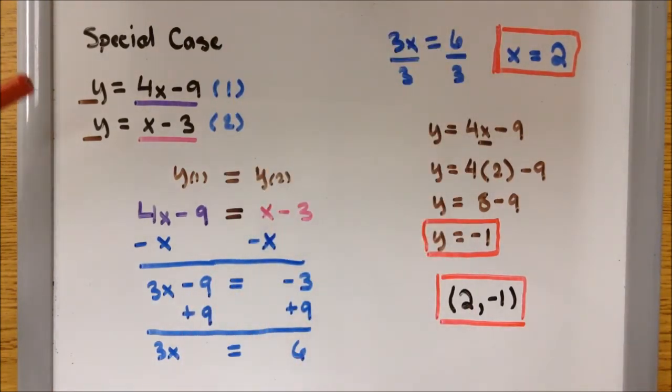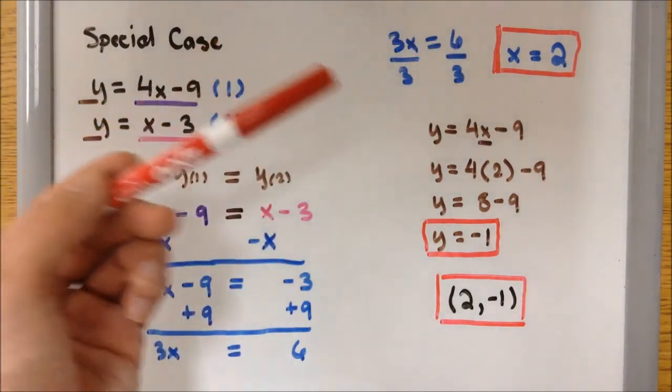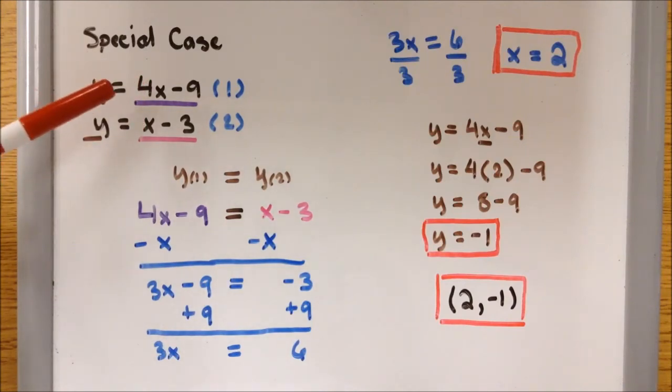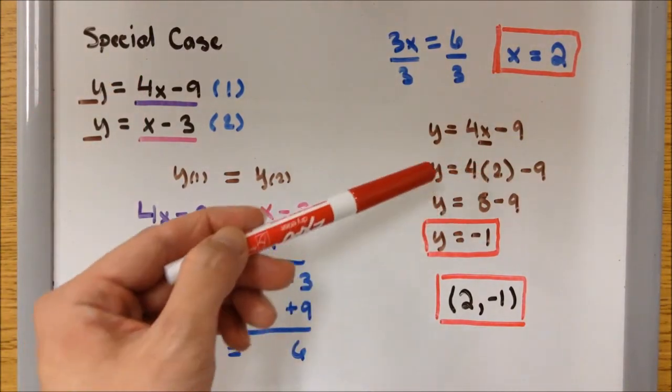So this is what you do when there's a special case where both equations equal the same variable. Set up like an equation and solve for it. In this case, we solve for x first. Once we get x, we plug it into either of the equations, but in this case, we used the first one, plug in the x, and solve for y.